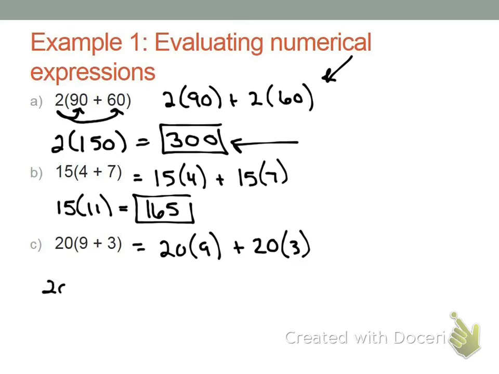20 times 12, 240. Okay, so 2 steps to solving, guys. Equivalent expression and then a boxed answer. Any questions so far?